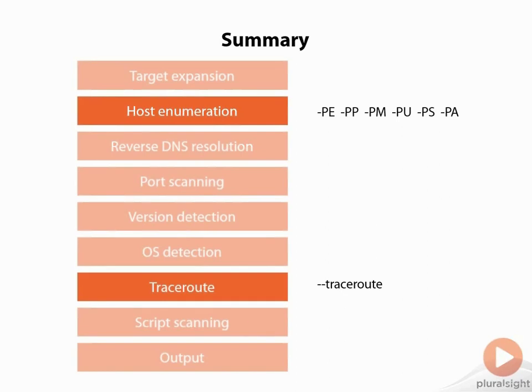In this module, we've presented the host enumeration and network mapping phases of Nmap's operation. Using these two phases, the network security tester can discover the topology of the networks under review and identify live systems on those networks.